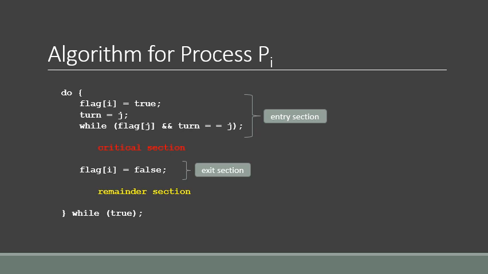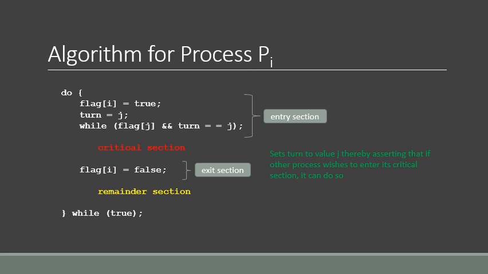In its entry section, a process will change its flag value to true. So process Pi will change its flag of i to true, indicating that process Pi wants to execute its critical section. Then it would change the turn variable to value j. Why would it change the turn variable to j instead of i? It sets turn to value j, thereby asserting that if the other process wishes to enter its critical section, it can do so.